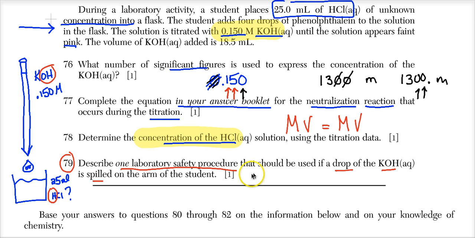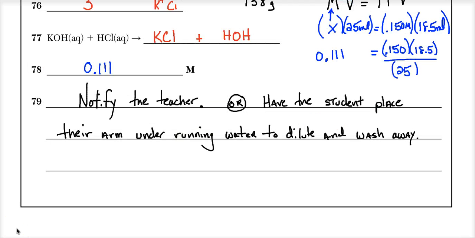And again, we don't get intimidated. Let's go to 79's answer booklet. Just use your common knowledge of safety procedures. The first thing you probably have learned is that if something happens in the laboratory, notify the teacher, number one. Certainly you could say, have the student place their arm under running water to dilute and wash away. A whole host of other possibilities that make common sense towards safety procedures would be acceptable here.